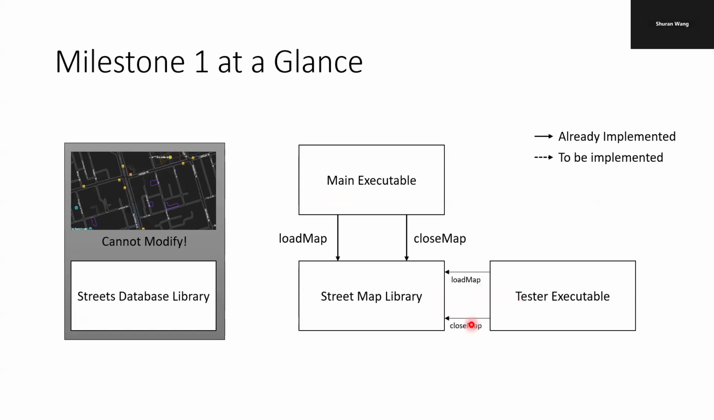It calls the load map and close map in the street map library. The street map library is what you need to implement in milestone 1. This serves as a wrapper to the actual streets database library to do the load, close, queries, and everything else that's related to accessing the map.